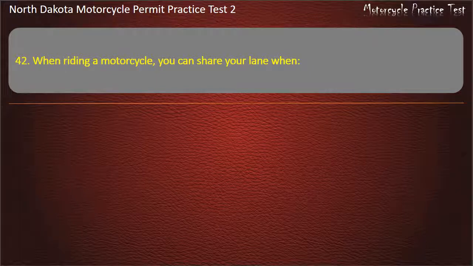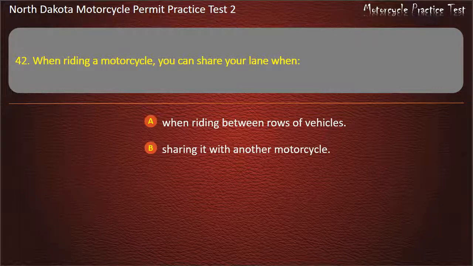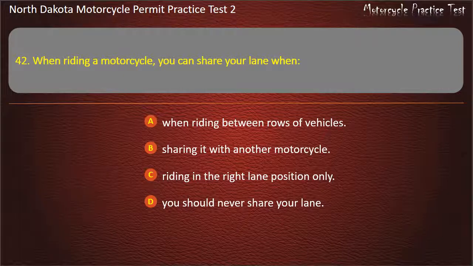Question 42. When riding a motorcycle, you can share your lane when? When riding between rows of vehicles. Sharing it with another motorcycle. Riding in the right lane position only. You should never share your lane. Answer: you should never share your lane.